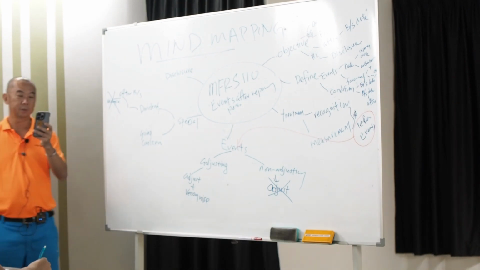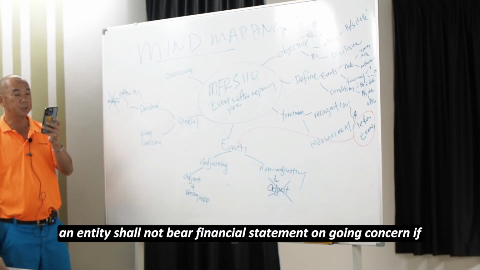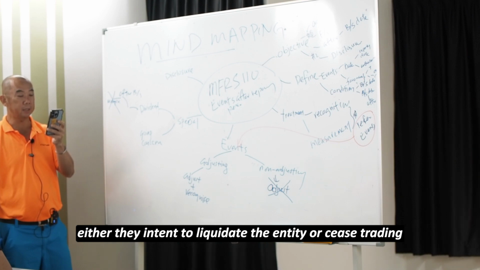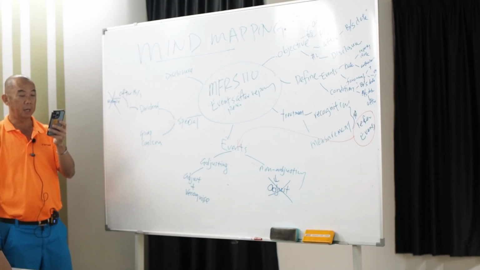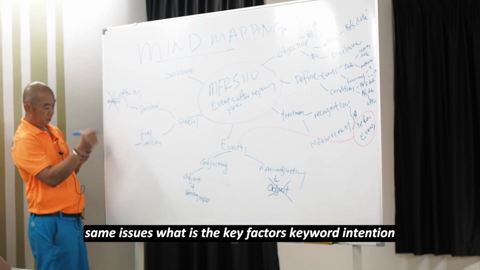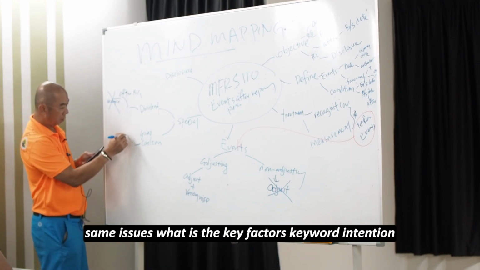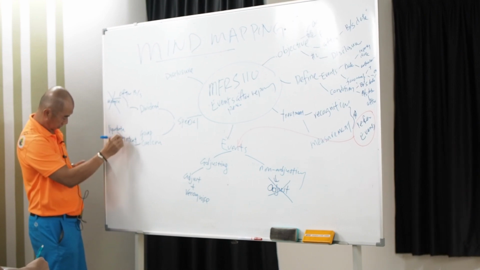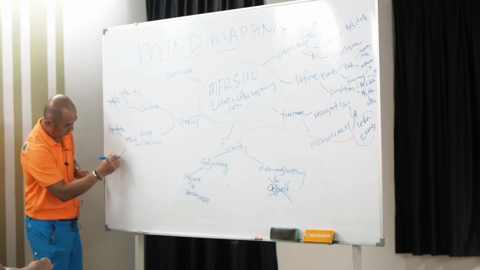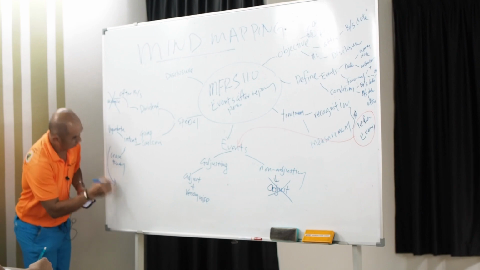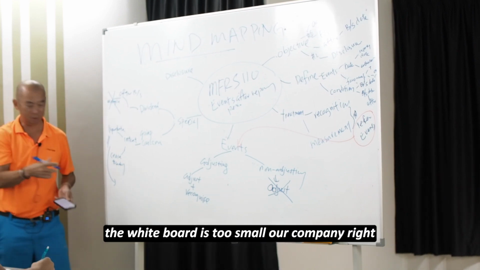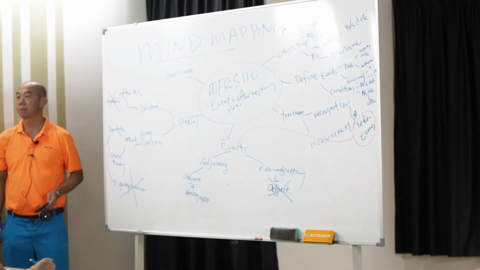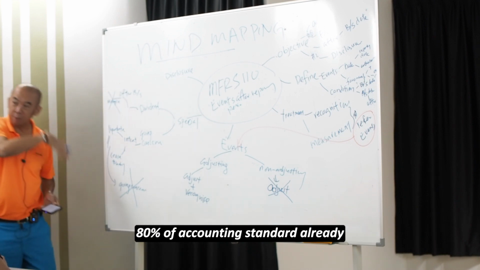Going concern. Then we move to paragraph 14. An entity shall not prepare financial statements on going concern if the management determines after the reporting date either that they intend to liquidate the entity or cease trading. Understand or not? So, going concern, same issues. What is the key factor, keyword? Intention, intent to liquidate the entity or cease trading, then, sorry, the whiteboard is too small, our company, right? Then, going concern should not be applied. Understand not? So more or less, we cover 80% of the accounting standard already.